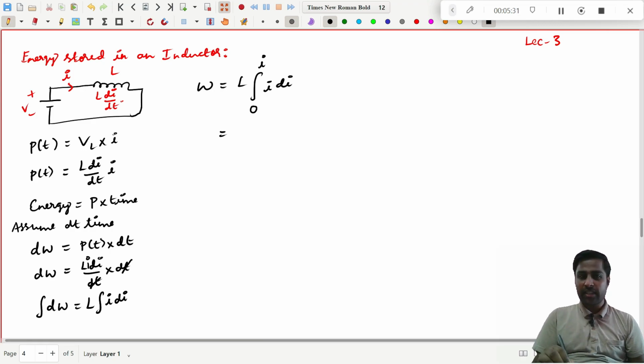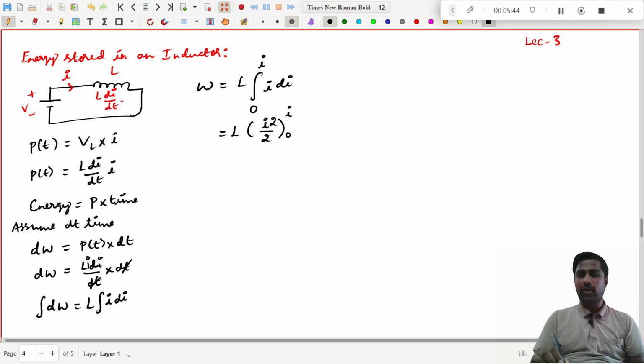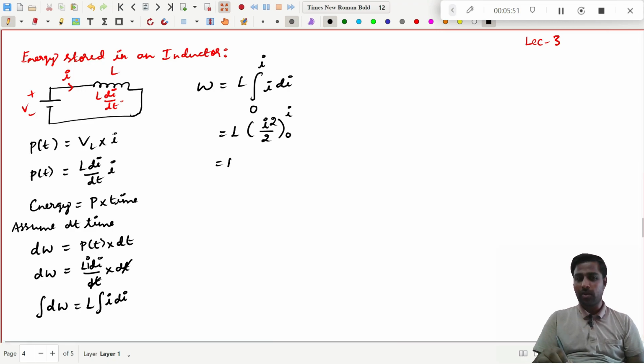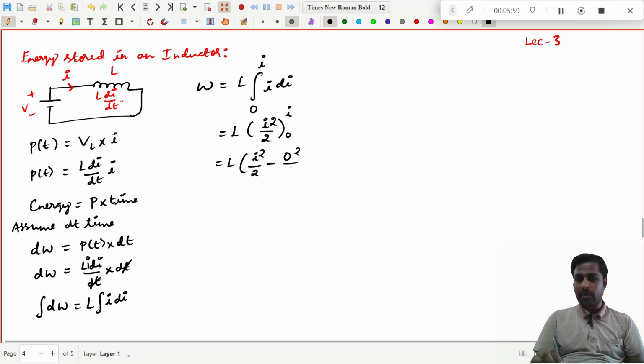If I integrate this, this becomes L into, if you integrate I with respect to I, you will get I square by 2. So what is the limit of the integration? This is 0 to I. If you substitute the upper limit, instead of I you substitute I, and minus, instead of I you substitute 0. So this will be L into I square by 2, minus 0 square by 2. So this becomes 0. So you will get, I am just writing, 1 by 2 L I square.